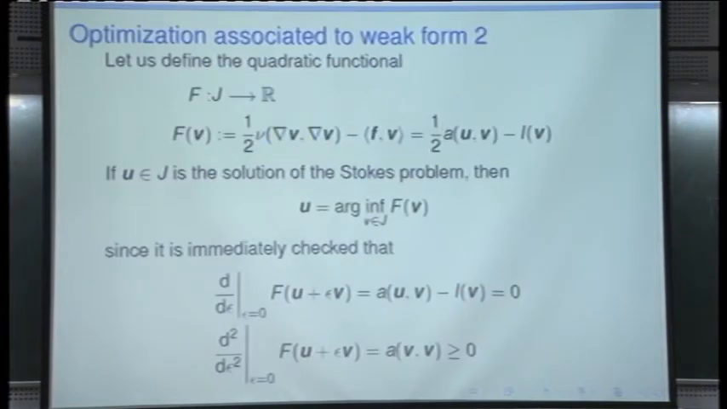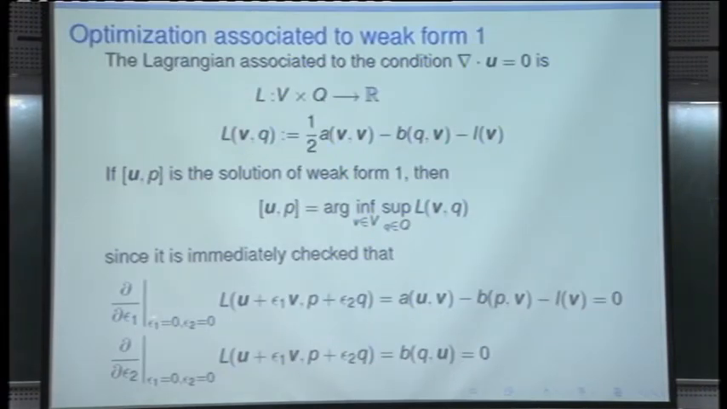How is this checked? Very easily. The only thing you have to check is that the first derivatives with respect to epsilon 1 and epsilon 2 of L are 0, L being expressed in this form. If this is 0, you see that that is 0 if and only if U and P are the solution of weak form 1.